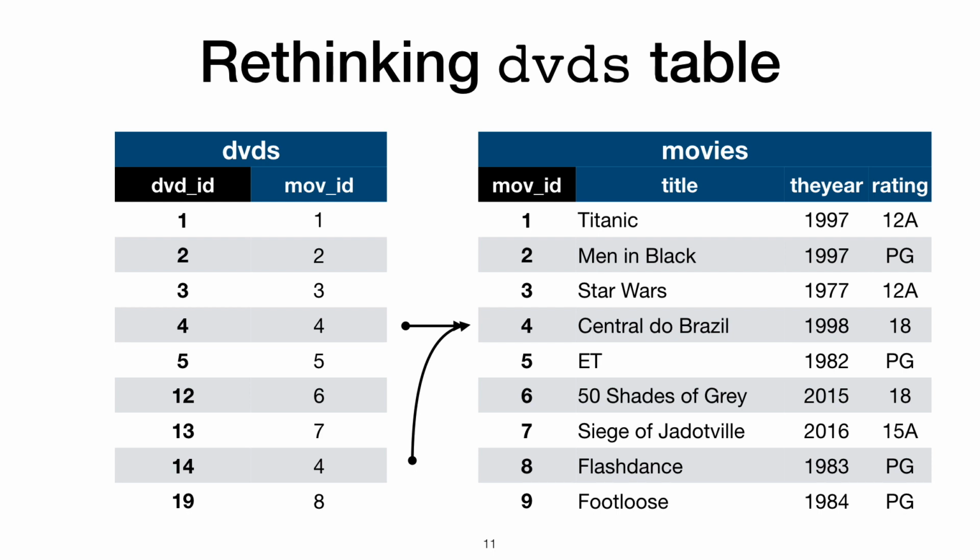So now if we know that someone has rented disc 12, we are actually kind of one step away from knowing what movie they rented. We have to go to the DVDs table, see that they rented 12, see that was movie 6, and then go see that movie 6 is 50 Shades of Grey. So it's a bit more work, but it makes more sense, and it removes the possibility then of some major inconsistencies in the tables.